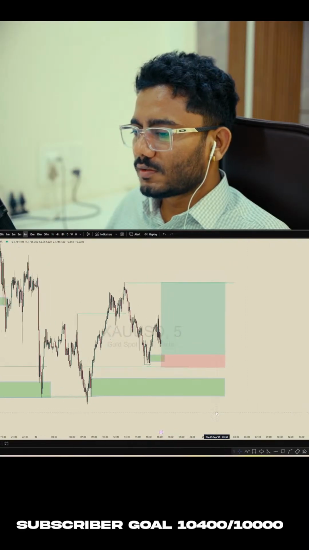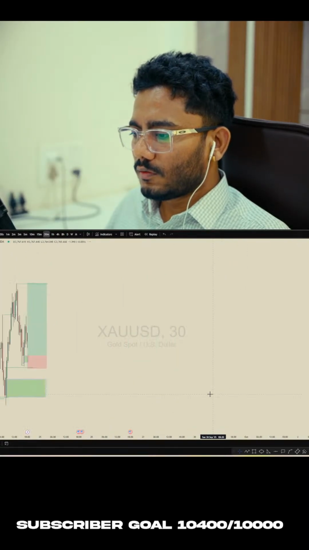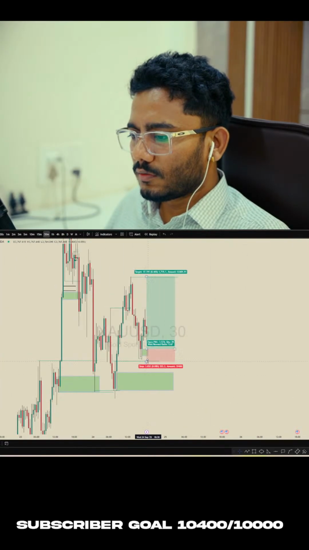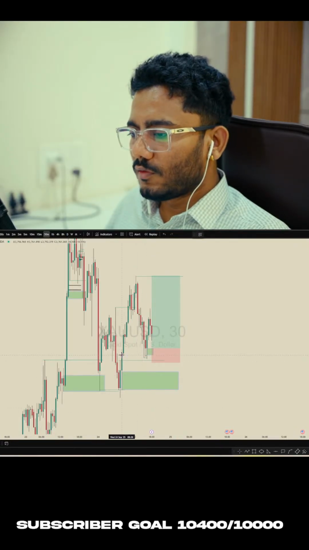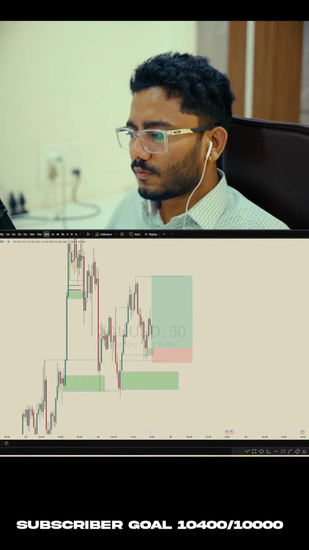So 1 is to 6, 1 to 30 minute. Because this imbalance is not fulfilled, then we'll also cover this one. So it's around 1 is to 5.